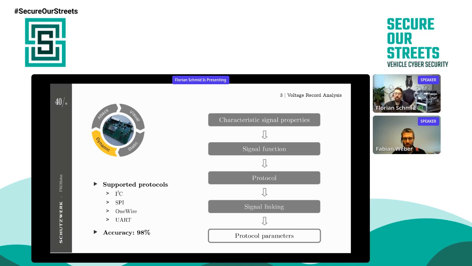So far, this PROBoter tool is able to identify the following protocols: I2C, SPI, one wire, and UART, which are quite common in the automotive field. And for our samples, which we used for the development process, we were able to have a detection accuracy of 98%.